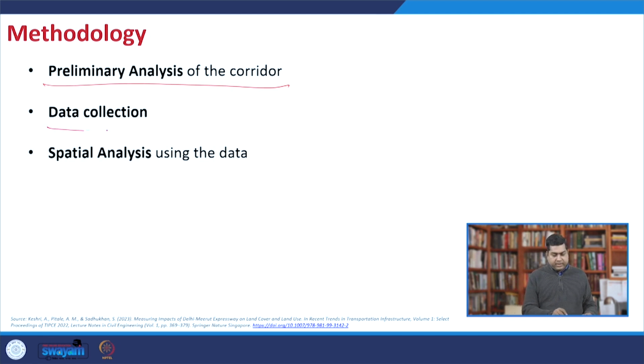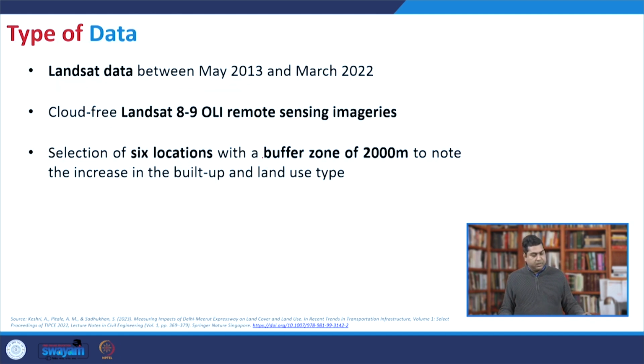Then it requires data collection, mostly secondary data, validated through primary survey, through observation survey, visiting all the important points that we have considered in the study, and finally the spatial analysis using the data. Regarding the type of data, we discussed it in detail in a presentation dedicated to the type of data.